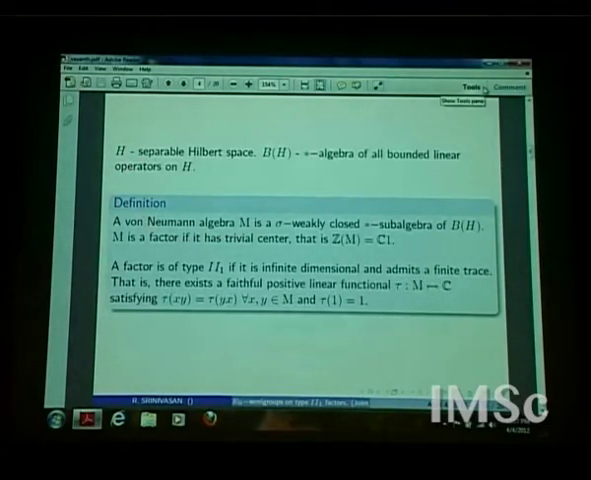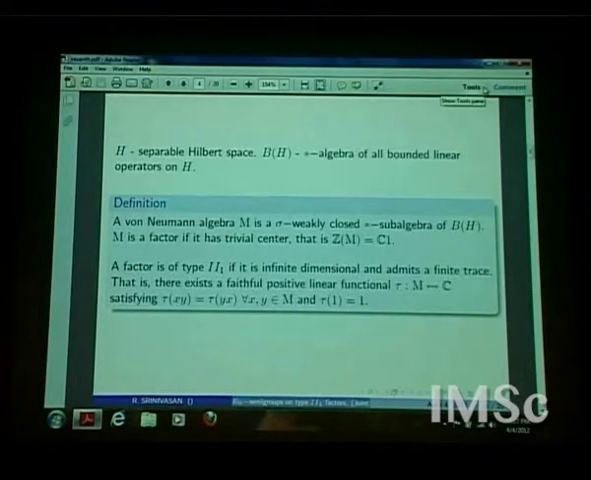For us, H is always a separable Hilbert space. By B of H, I mean the star algebra of all bounded operators on H. By a von Neumann algebra, I'm not going to use the topology, but on B of H there is a norm topology, which is a very strong topology. There are several locally convex topologies, and one of them is the sigma weak topology, which is actually the weak star topology. B of H is a dual space, the dual of trace class operators, and so the sigma weak topology is nothing but the weak star topology on B of H given the pre-dual, the trace class operators. We call a von Neumann algebra M a factor if the only operators which commute with all of M are scalars.